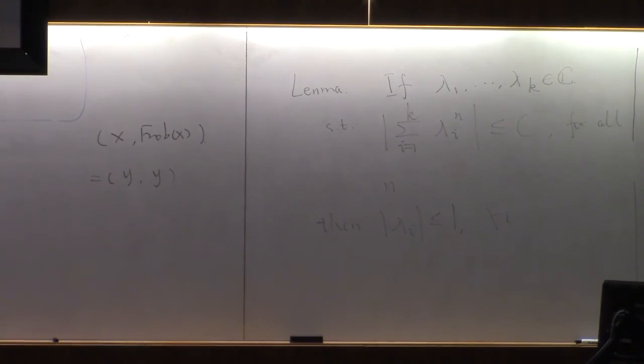And then you just apply this lemma to alpha 1 divided by square root q, alpha 2 divided by square root q, to alpha 2g divided by square root q. Then you get the proof of the Riemann hypothesis. I just stop here.